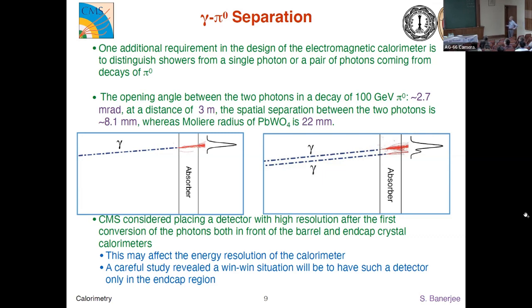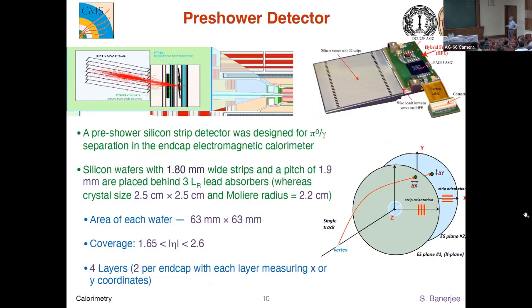So what is being done in the pre-shower detector: a pre-shower silicon strip detector was designed for this separation, and it was placed in front of the end cap electromagnetic calorimeter. Silicon wafers which have strips of width 1.8 millimeters. These are really not microstrip, but mini strip detectors. You can see the strip spacing is something like 1.9 millimeters, placed after about 3 radiation lengths of lead absorbers.